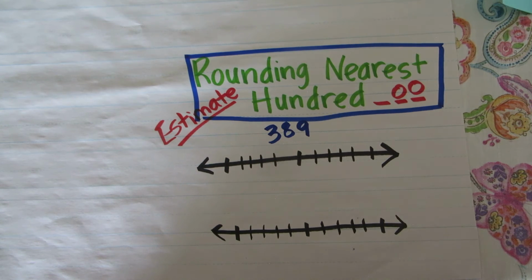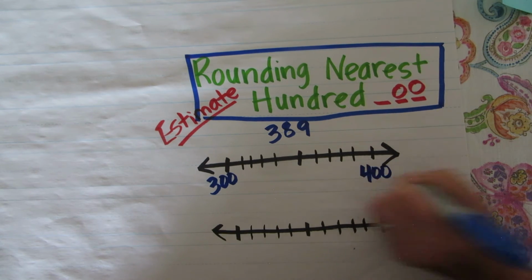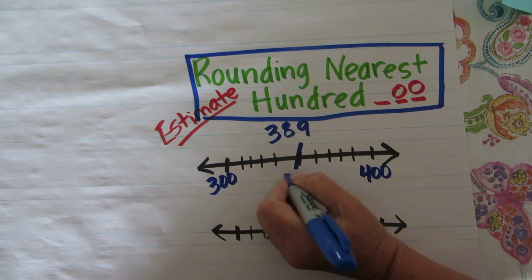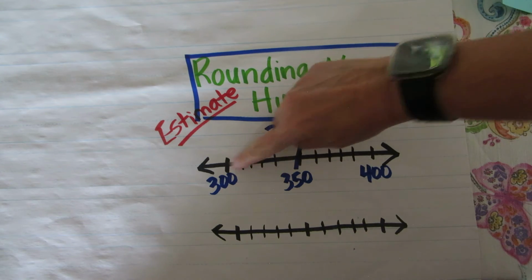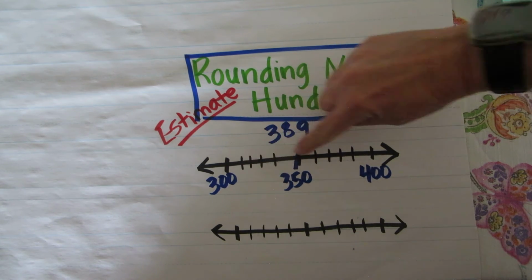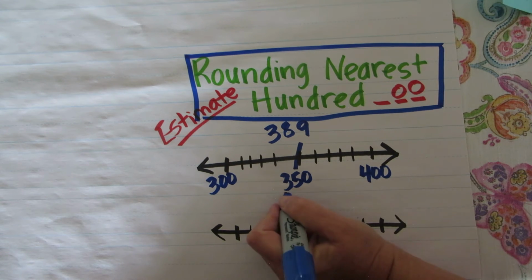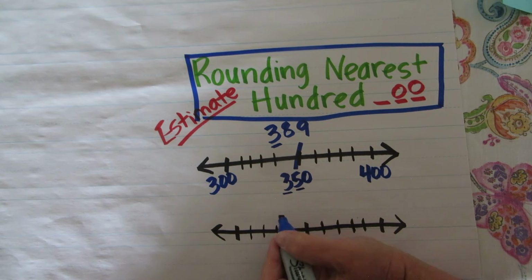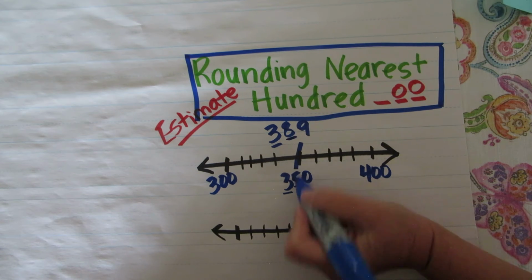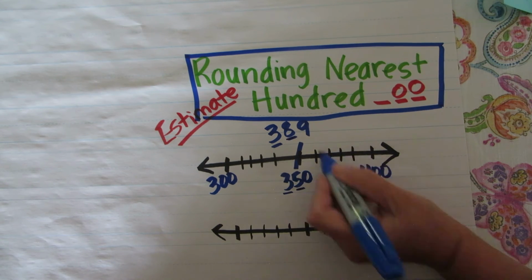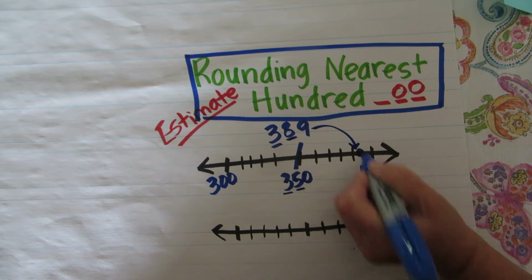Okay, the nearest hundred would have to be in between 300 or 400. So right down the middle would be 350. So does 389 fall over in this area or this area? Think about that. And if I look at the place value, I have a 3 in the hundreds place, a 5 in the tens place, and an 8 in the tens place here. So that means 8 is greater than 5. That means my number 389 is going to fall somewhere about here on my number line.